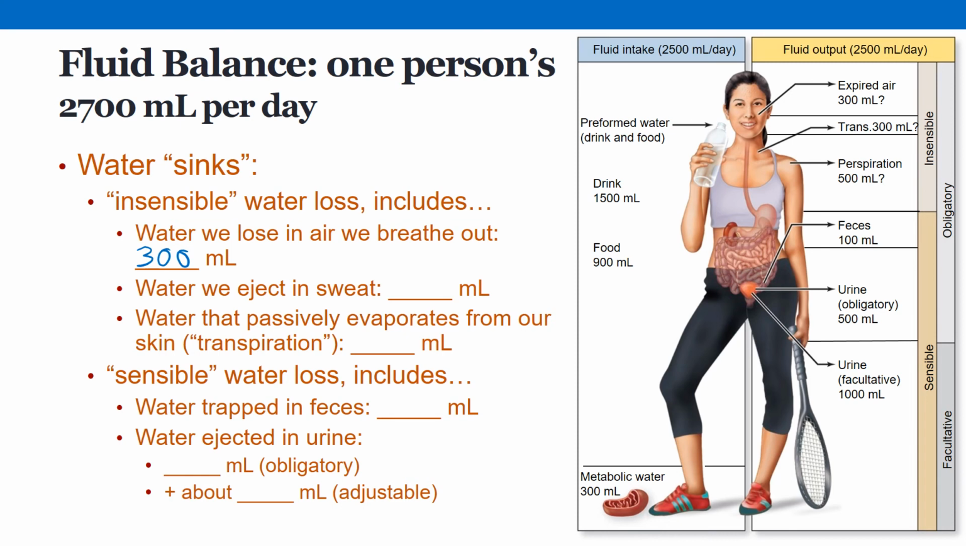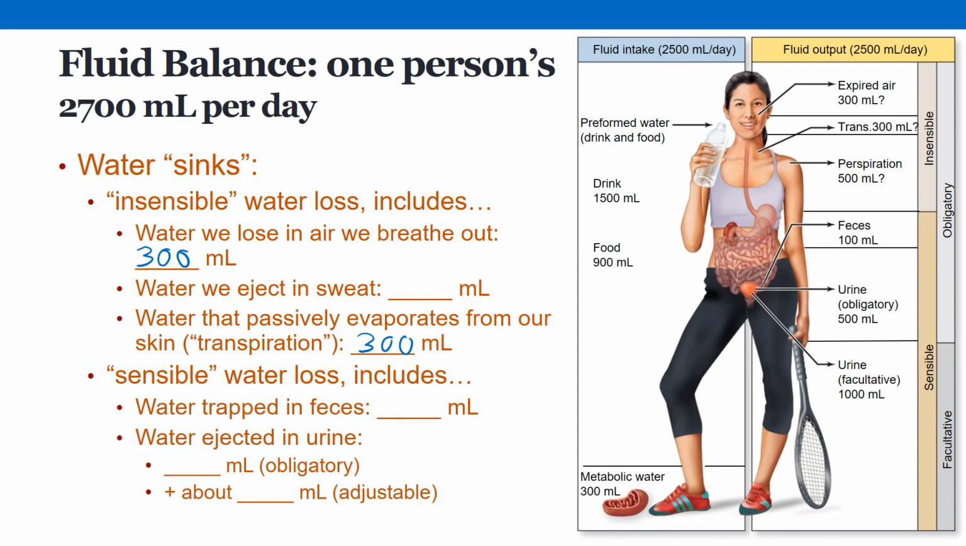We also eject water that passively evaporates from our skin. This is a process called transpiration. And that's also estimated at about 300 milliliters over the course of a day. Again, that depends on how warm it is outside and or how warm it is around you, and also how humid it is around you. Living in a more humid place will reduce your transpiration losses.